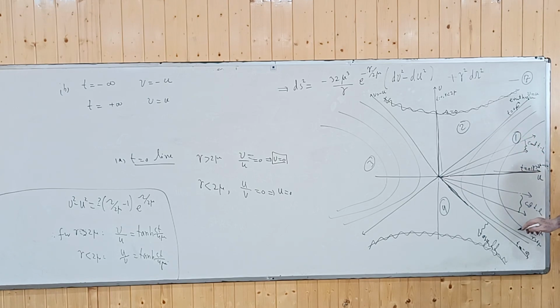Now if a particle follows a certain kind of trajectory, let's say this could be a trajectory, it is possible that it may fall towards the black hole singularity. Once it reaches r equal to Rs, it will fall into the black hole singularity, is it?